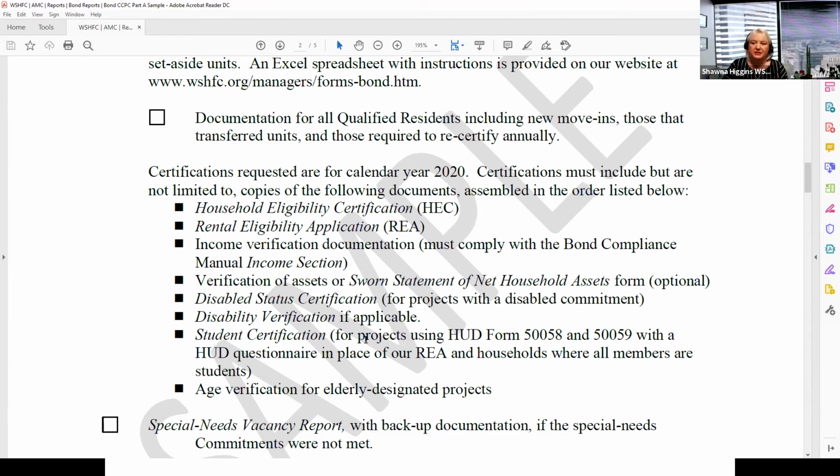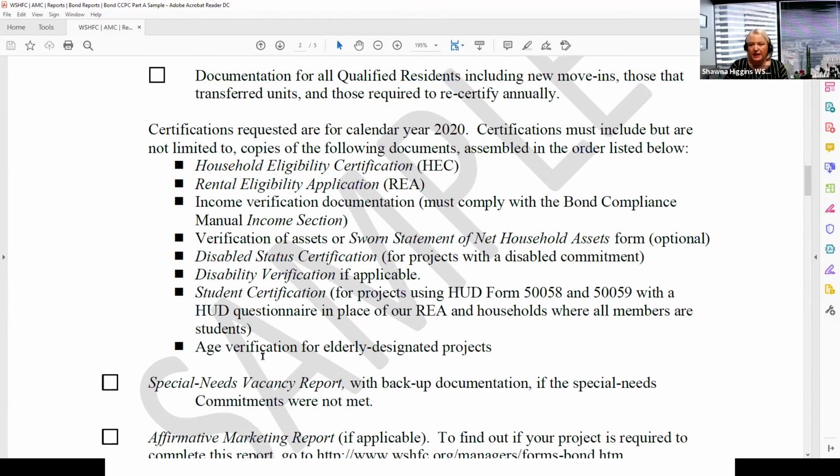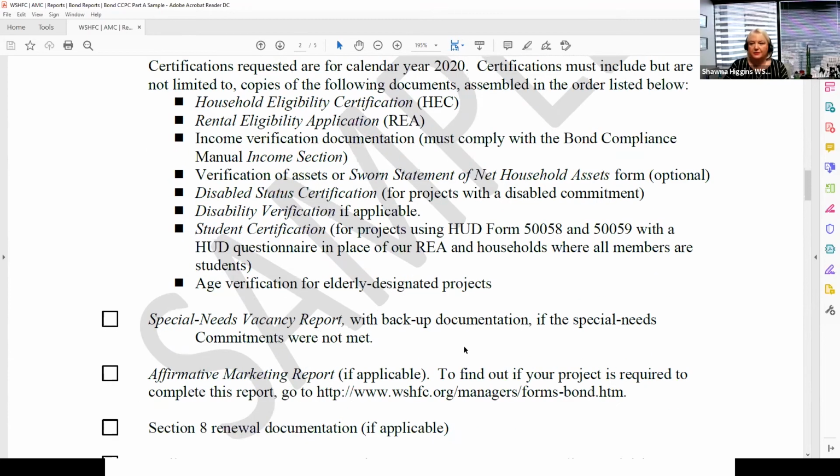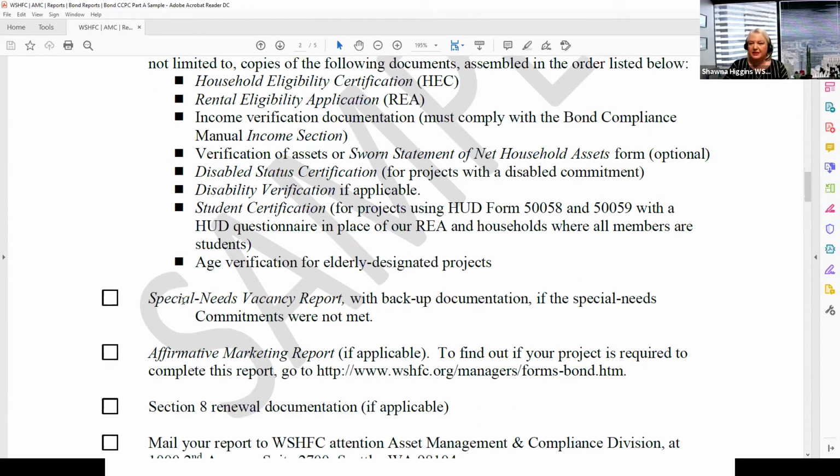So projects that have HUD or RD, we can use those forms in place of our HEC and our REA. And then the age verification for the elderly designated projects. Like we said, we want a copy of that driver's license or whatever they're using to be able to verify their age. And I believe we sent you in your documentation some other information on the verification that's acceptable for us.